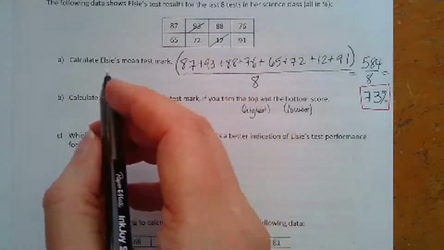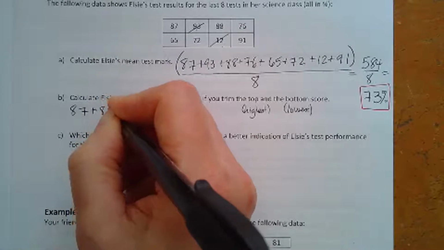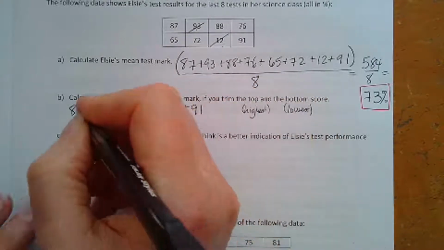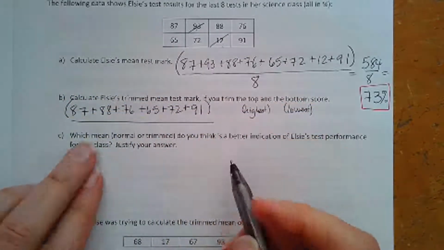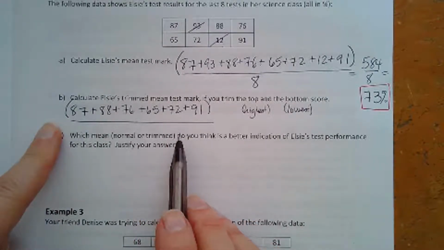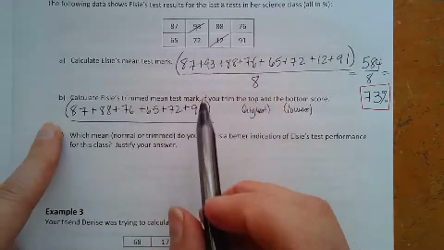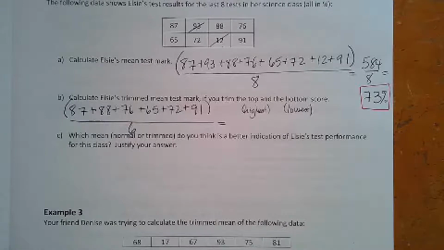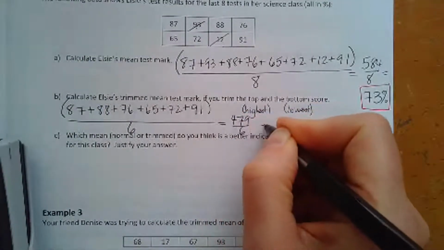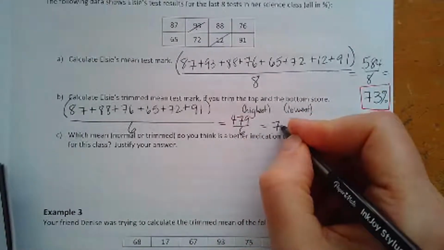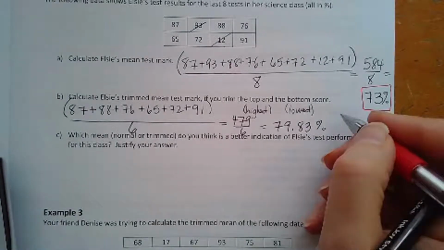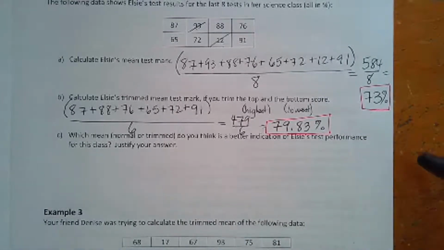So now we have to calculate her trimmed mean. So her trimmed mean will be 87 plus 88 plus 76 plus 65 plus 72 plus 91. I have to subtotal those. Now, if you trimmed off the top and the bottom score, the high and the low score, you're only going to have 6, right? 1, 2, 3, 4, 5, 6 marks. So make sure you reflect your new number of data values. So let's see what we get this time. So we get 479 divided by 6. And that gives me a mean mark of 79.83. Which is actually higher than the other one, right?